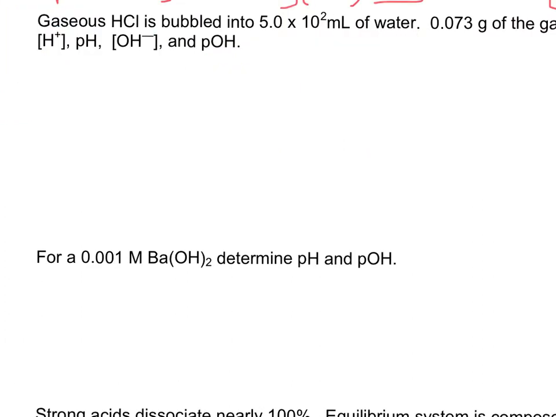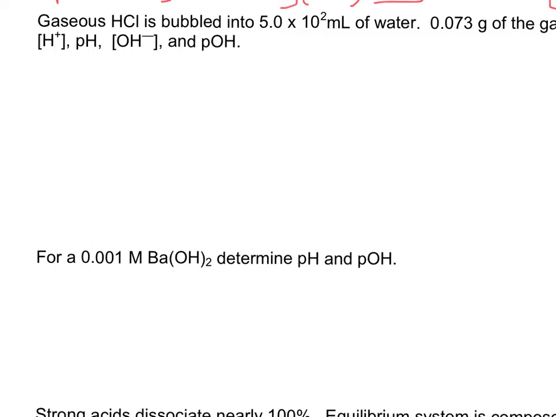Let's look at the next problem. So we have gaseous HCl, so that's a strong acid, that means it dissociates 100%, is bubbled into 5.0 times 10 to the second milliliters of water. So basically 500 milliliters of water. We're told that 0.073 grams of the gas dissolves. We want to determine the H plus, the pH, the OH minus concentration, and the pOH.